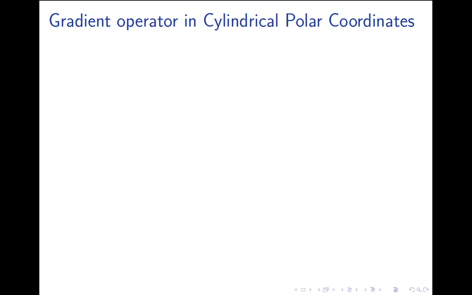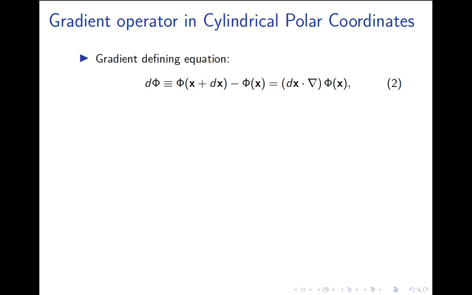The way to figure this out is to start from the defining equation for the gradient. If you consider a scalar field, and you're interested in computing the difference in the value of the scalar field at location x and at location x plus dx, two infinitesimally close points, that difference is given by, if you apply the Taylor expansion formula, dx dot del times phi. This is how we arrived at this.